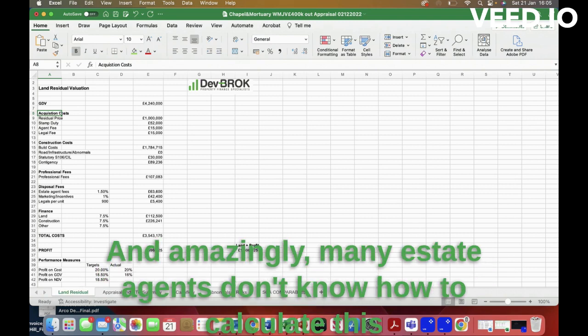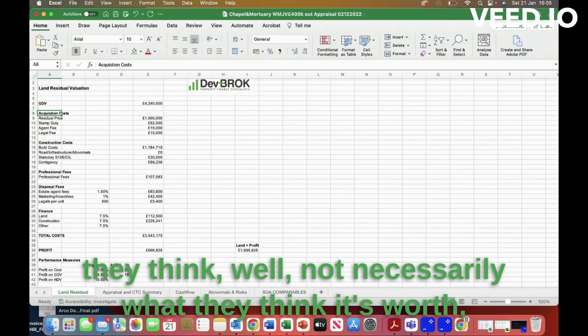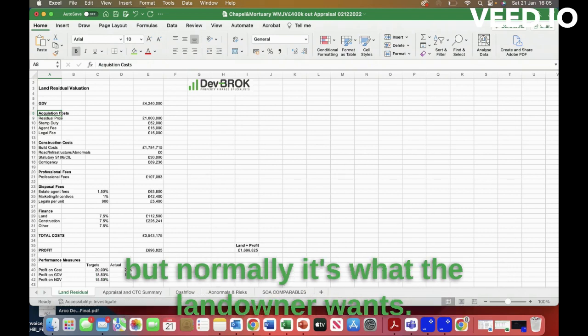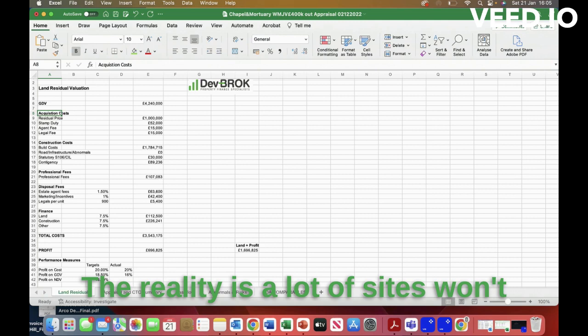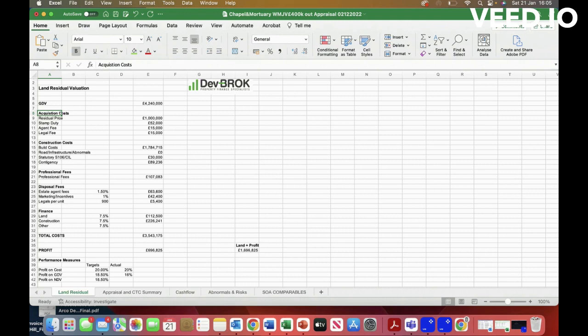And amazingly, many estate agents don't know how to calculate it, and more often than not are marketing land based on what they think. Well, not necessarily what they think it's worth, but normally it's what the landowner wants. And the reality is that a lot of sites won't sell unless it's at the right figure.